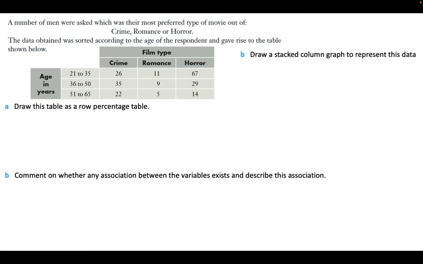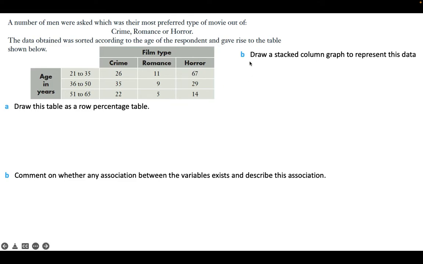So the last one is this one. A number of men were asked which were their most preferred types of movies or movie genres: crime, romance or horror. So a survey was done and a two-way table was generated. Okay, so we've got age categories here in the rows, 21 to 35, 36 to 50, 51 to 65. And our film types or film genres are crime, romance and horror, and the data's accordingly put in here.